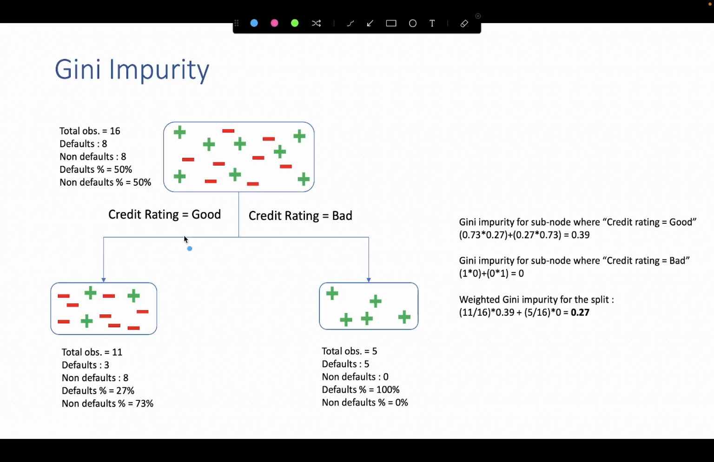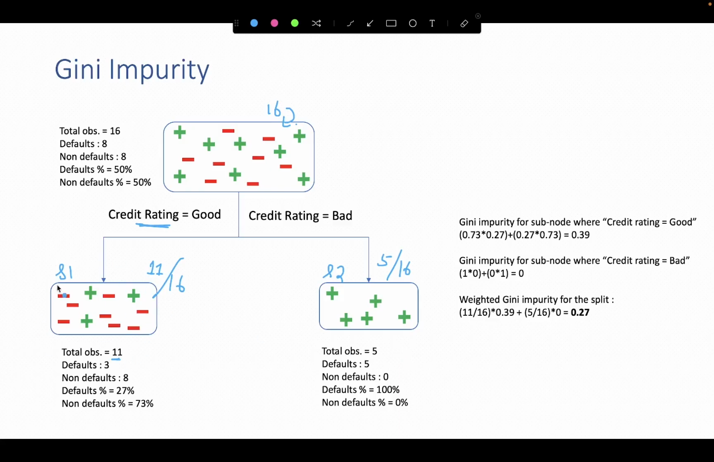And further, we are also looking at evaluating this feature split of credit rating. Here we understand the weight. The weight here is going to be 11 observations in this subnode S1 divided by total 16 observations that we can find in root node. The weight associated with subnode S2 is going to be 5 divided by 16, 5 observations that are available in subnode S2 with respect to total 16 that are available in the root node.